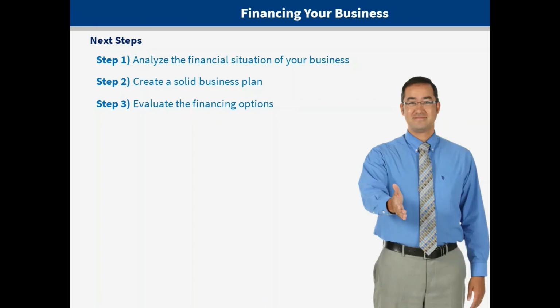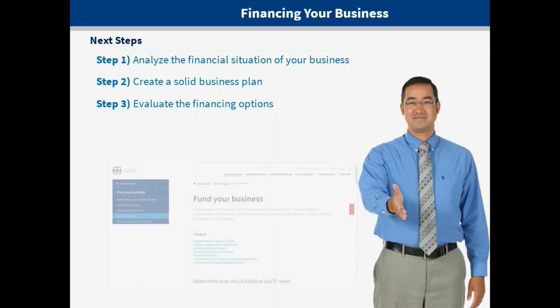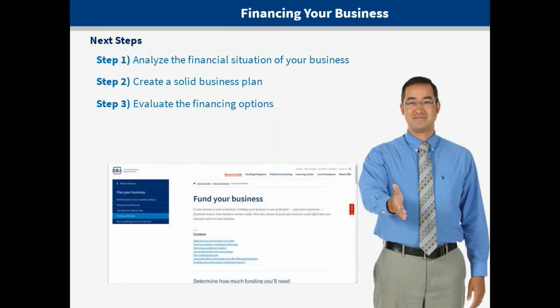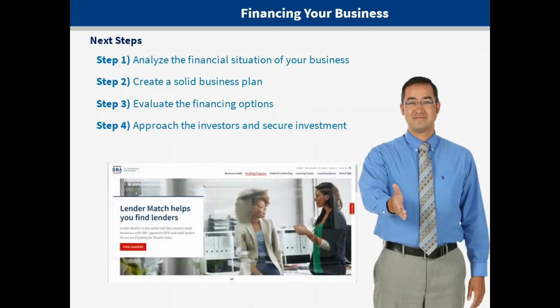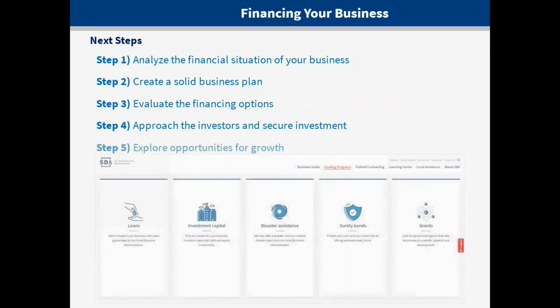Step 3. Evaluate the financing options that you learned in this course. Evaluate the pros and cons of each of the options and decide on the financing options that suit your business best. You can review SBA's Fund Your Business page on sba.gov. Step 4. Approach the investors. After you've decided on the financing option that best suits your business, you must approach the investors and negotiate with them to secure the investment. If you've decided on a loan, visit SBA's Lender Match, a free online tool that connects small businesses with SBA-approved CDFIs and small lenders. Step 5. Explore opportunities for growth. Once you have secured financing, you can concentrate on using it best to expand your business.